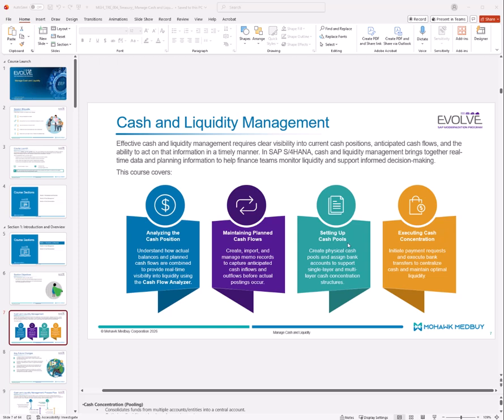The third one is setting up a cash pool. It's interconnected with cash concentration. To reach cash concentration, we first have to make a cash pool, and this is used to group multiple bank accounts into a cash pool structure for centralized cash management, supporting single-level and multi-level cash concentration structures. So in this, we make a cash pool and assign our bank accounts.